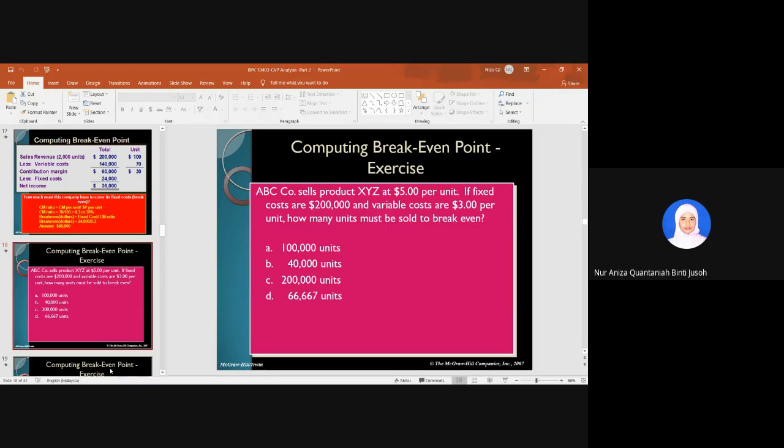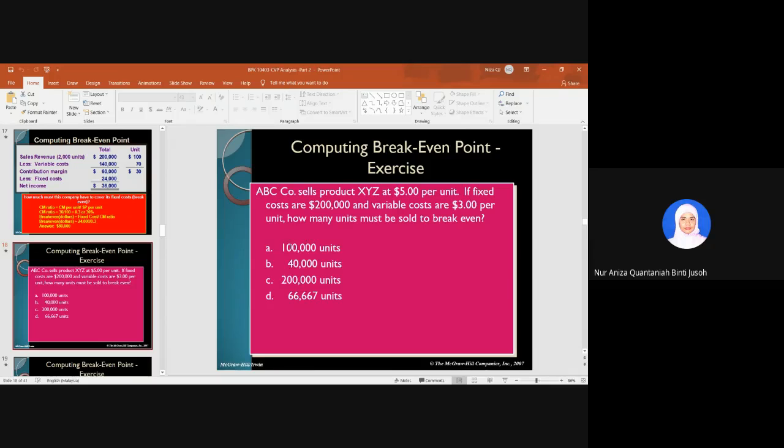Correct. Okay, 5 minus 3 you will get 2. That is the contribution margin per unit, selling price minus variable cost per unit. Because the question asks how many units, to find the break-even point in units you will use the formula BEP equals fixed cost over contribution margin per unit. You have found the contribution margin per unit to be RM2 per unit. So now take the fixed cost, 200,000, divide by 2.